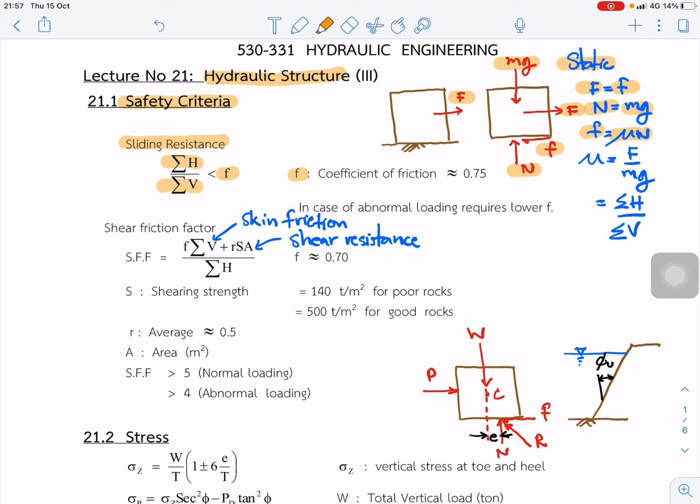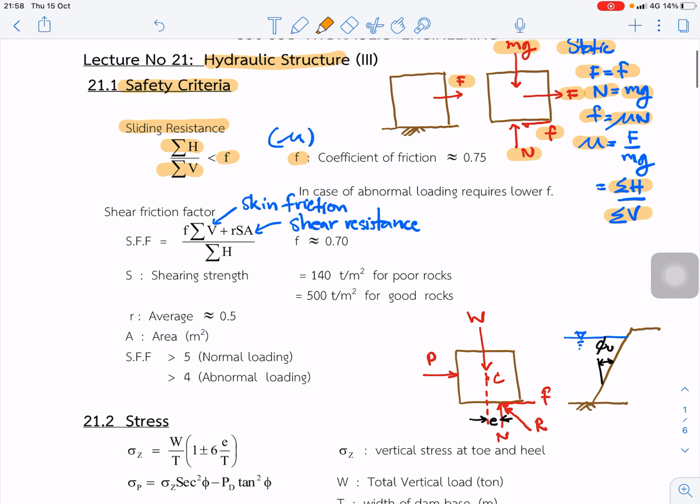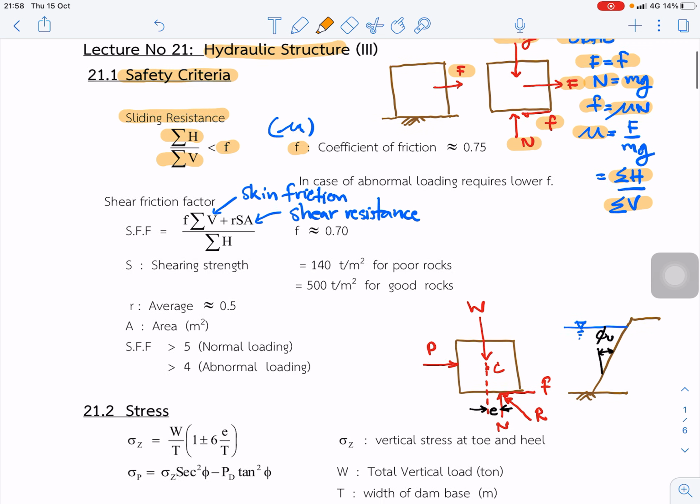Mu is the coefficient of friction, and mu is equal to F divided by mg. In this case, mu is from the static condition, and we can write that mu is the summation of the horizontal force divided by the vertical force. So that's where this equation comes from.